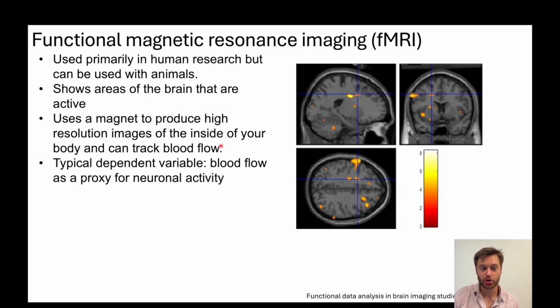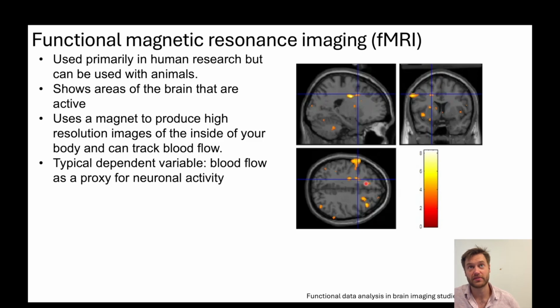fMRIs are functional magnetic resonance imaging techniques. They are used primarily in human research. They are sometimes used with animals, but typically it's with humans that you see this kind of thing done. It shows areas of the brain that are active, and it does so by using a high-powered magnet to look at blood flow. So it can track where essentially there are high areas of blood flow, and that is used as a proxy for neuronal activity.